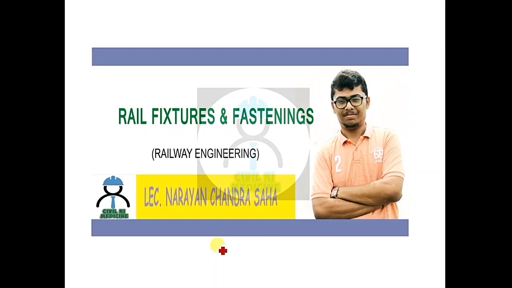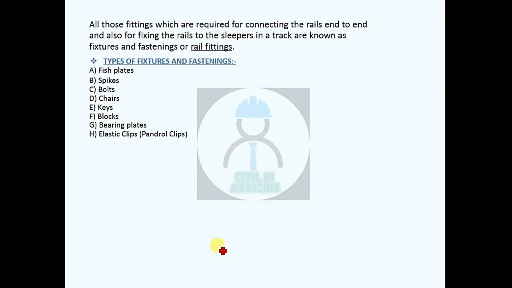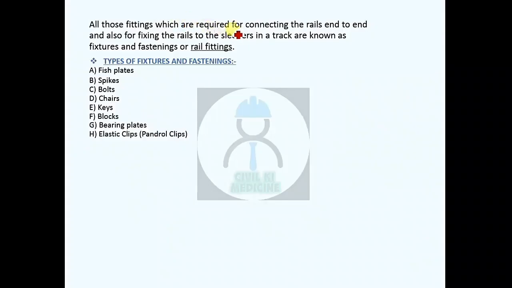Today I will discuss rail fixtures and fastening, that is, rail fittings of railway engineering. First, we have to know what rail fixtures and fastening are. All those fittings which are required for connecting the rails end to end and also for fixing the rails to the sleeper in a track are known as fixtures and fastening or rail fittings.